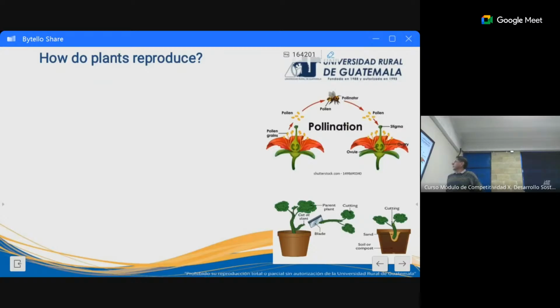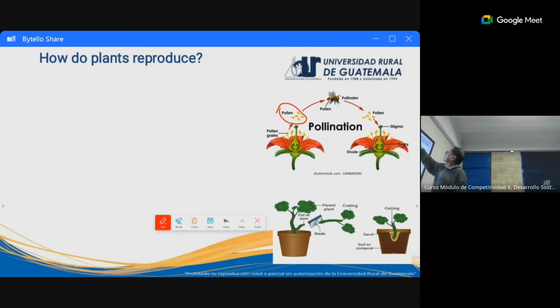When plants reproduce by sexual reproduction, they need to combine two elements: a male element, like the pollen here, the male element, and also a female element, the ovum here, the female element.